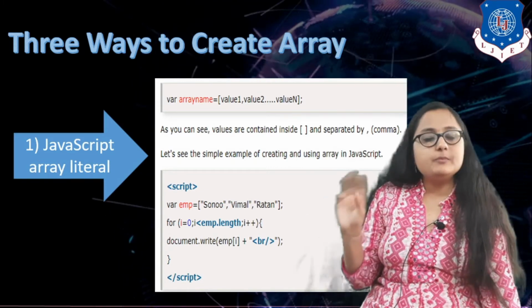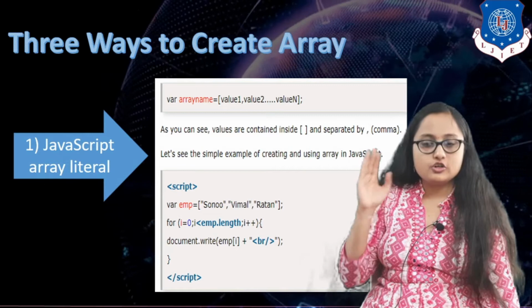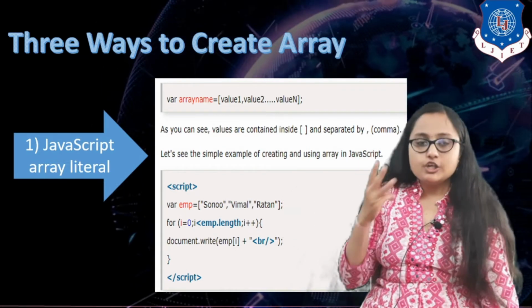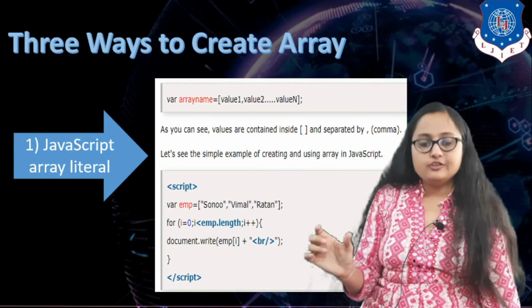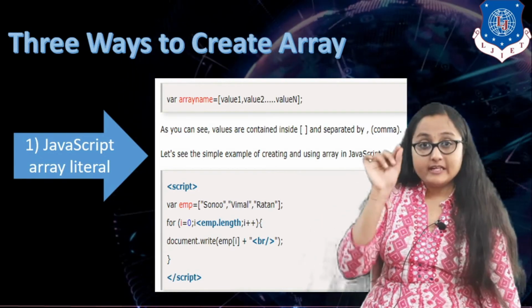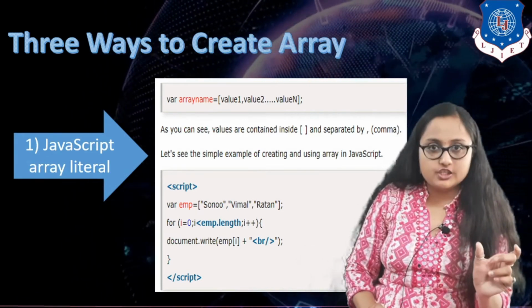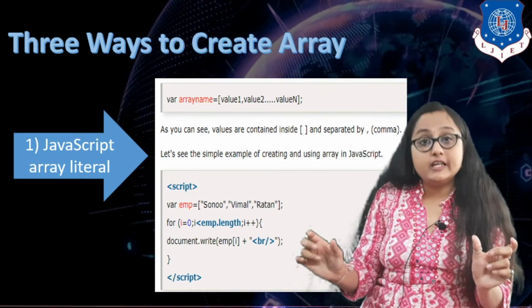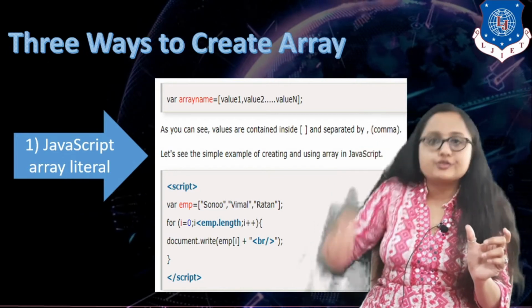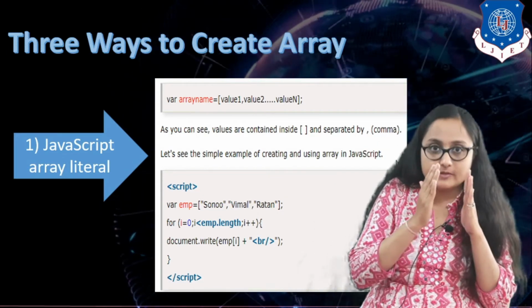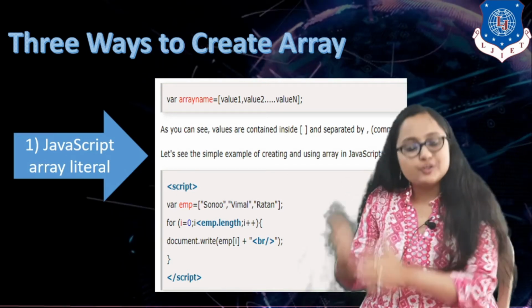So length will be 3. Why? Because how many elements do you have in my array? You have 3 elements, right. So the length of the array will be 3. So I am writing i less than 3. Starting the index from 0, it will iterate till index 2. So it will iterate from 0, 1 and 2, right.